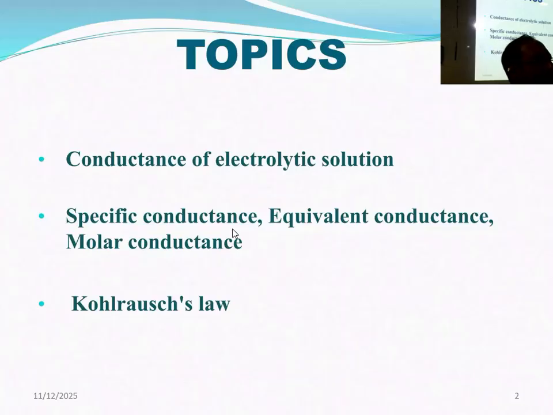Okay. Then equivalent conductance. What is equivalent conductance? It is the conductance of one equivalent of an electrolyte. Specific conductance is for 1 cc, equivalent conductance is for one equivalent amount of an electrolyte. Now, what is the volume of one equivalent of electrolyte? That depends on concentration. How?